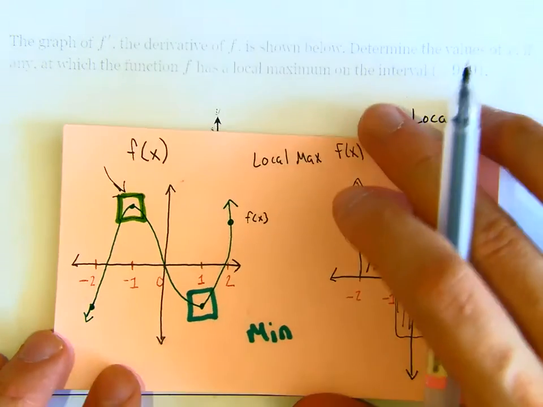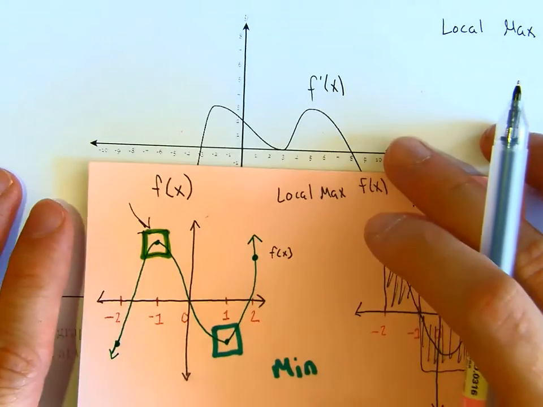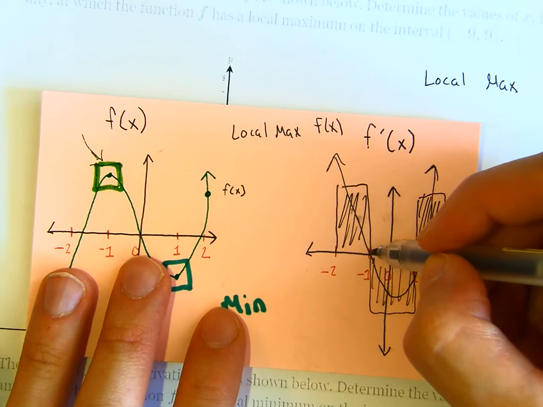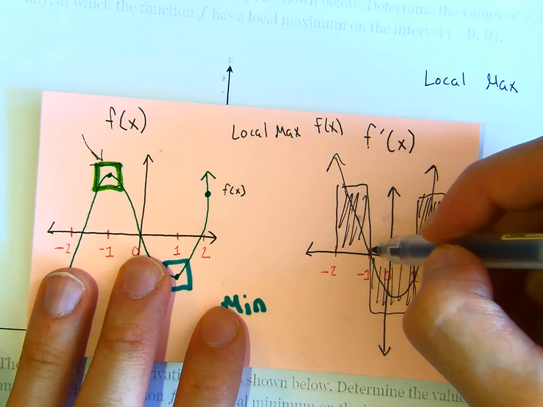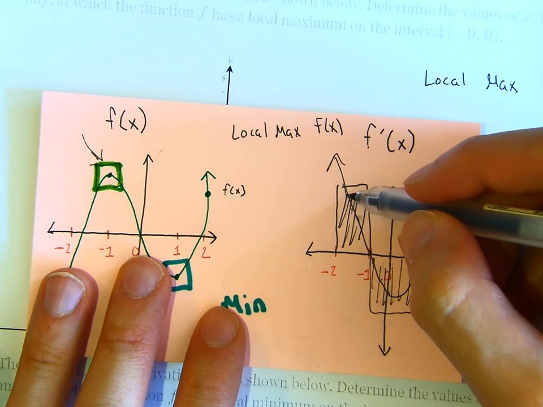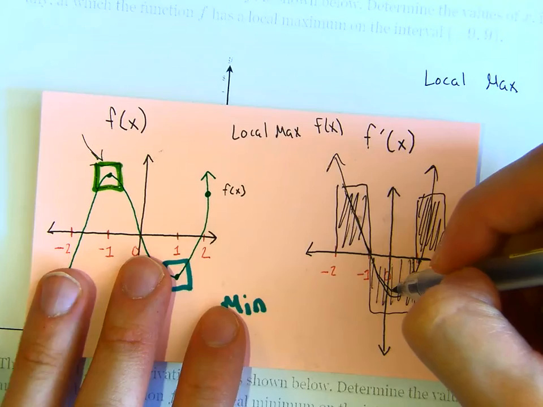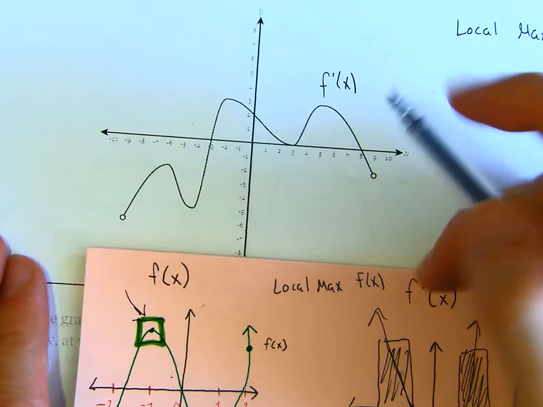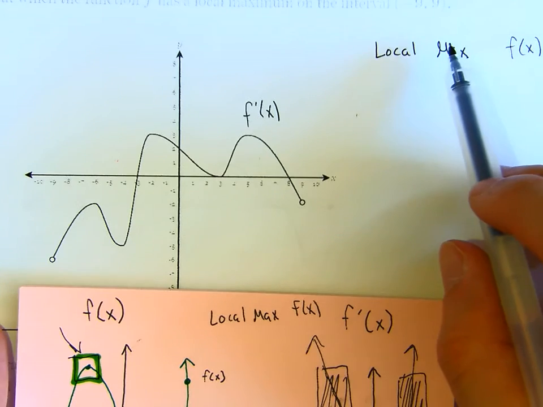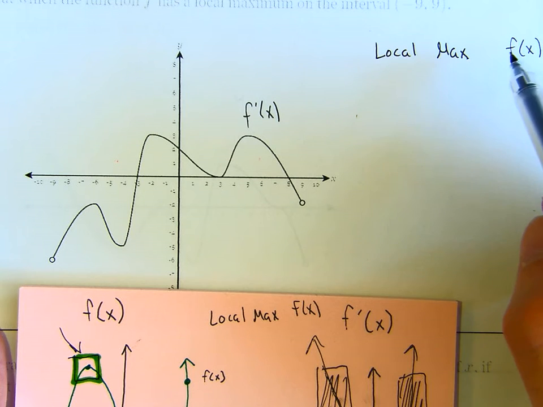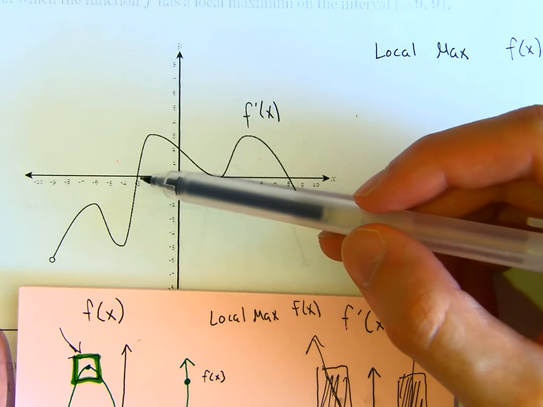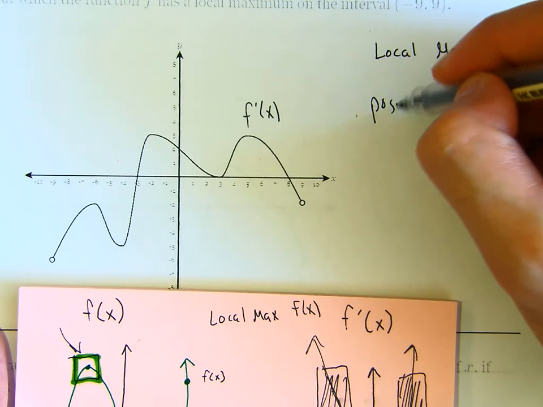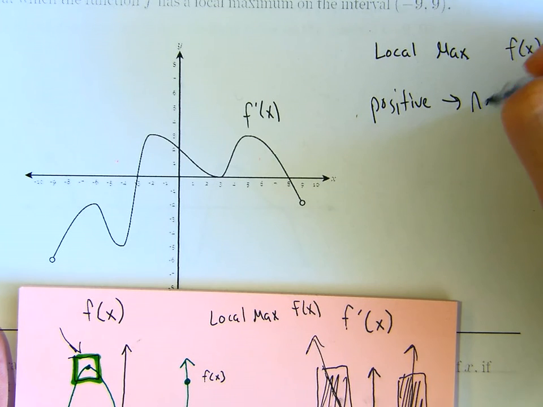So let's take a look at this graph over here. Notice what is happening with the tangent lines from here to here. Notice how it goes from positive to negative. And that's what's happening here. It's going from positive to negative. So when we take a look at f prime of x and we want to find the local max of f of x, what we want to do is ask, where is it going from positive to negative?